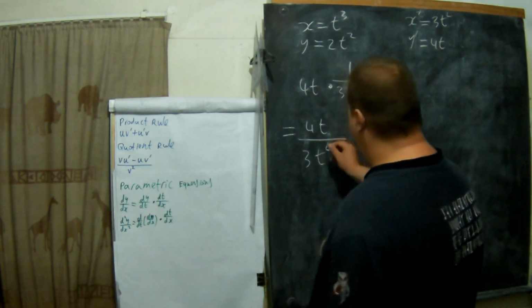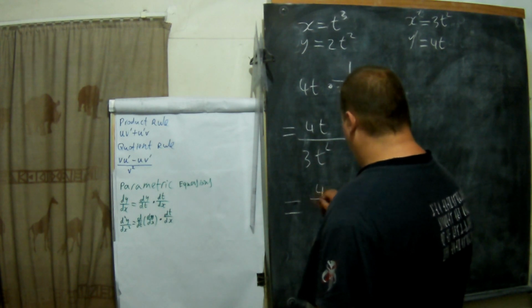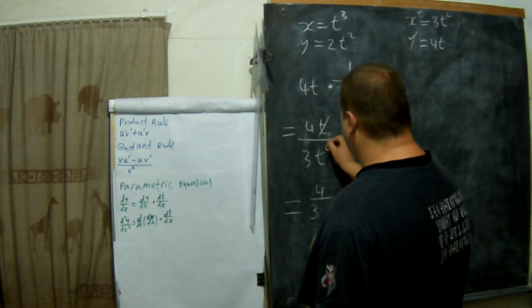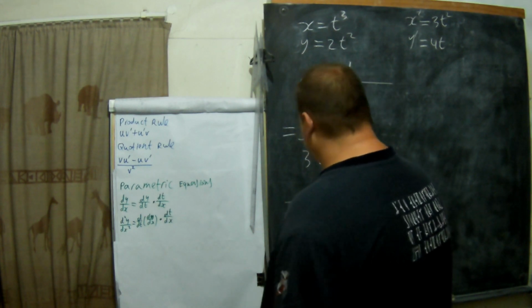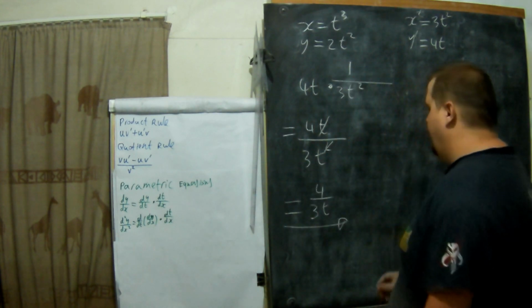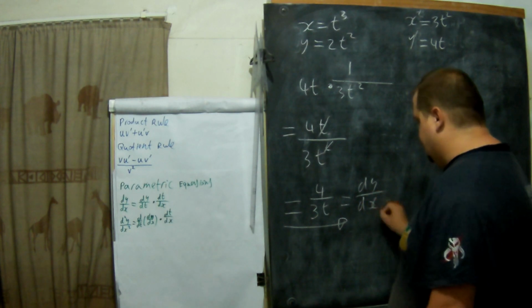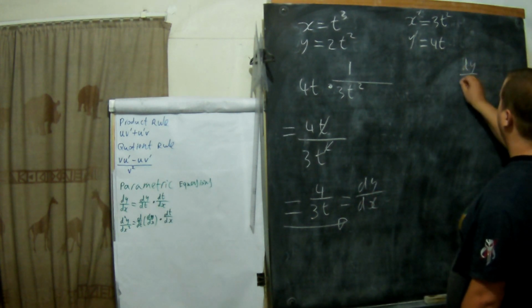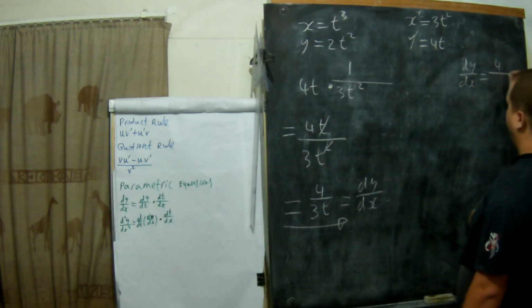Alright, so this will be 4 over 3. Now t cancels another t here, and we're left with 4 over 3t as our dy over dx. Okay, so dy over dx equals 4 over 3t.